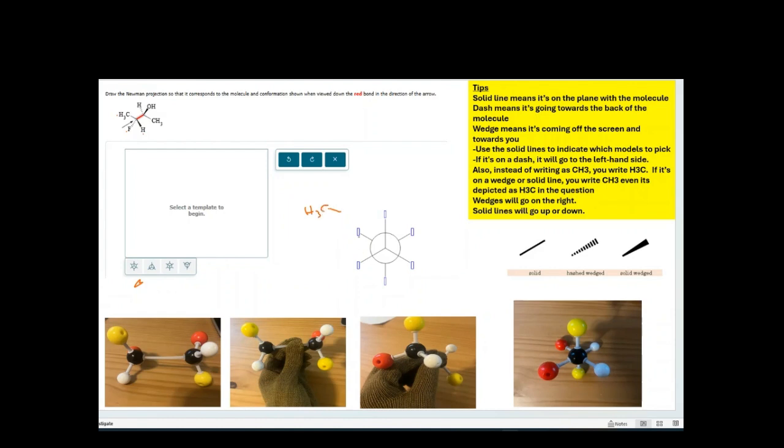Again, if you have a group listed on this left-hand side, you're going to write it backwards. If it's on the wedge, you write the compound backwards. That's the way ALEKS likes to see it. When it comes to the molecule itself, remember some key tricks. If it's on the solid line, it's going to go towards the top or the bottom, specifically for this question. If it's on a dash line, it's going to go to the left-hand side. And if it's on a wedge, it's going to go to the right, and it's written as normal.